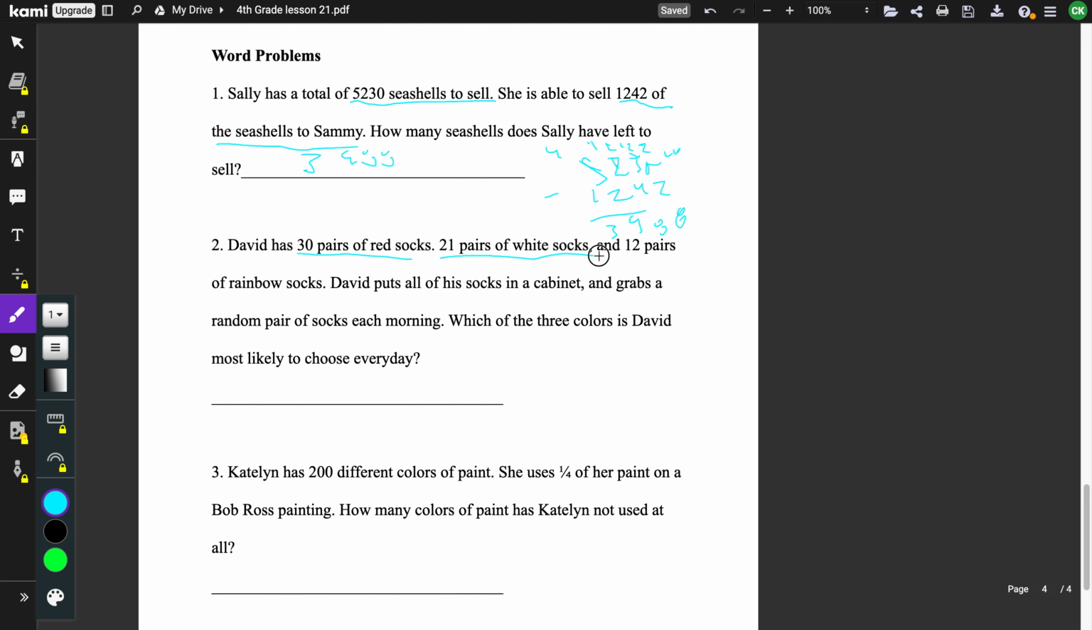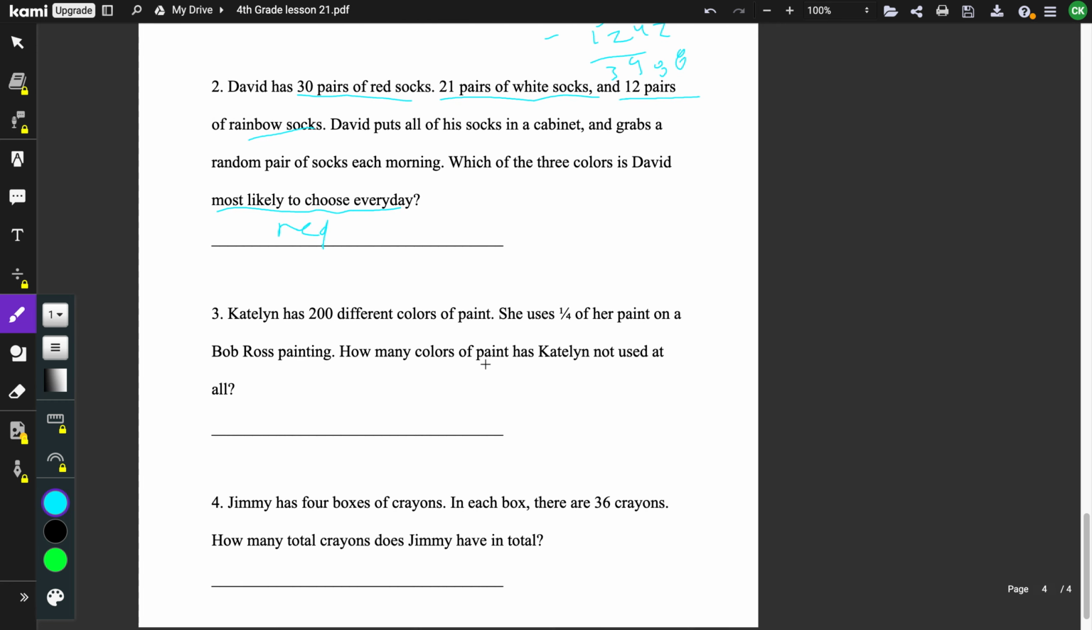Number 2, David has 30 red pair socks. 21 pairs are white and then 12 pairs are rainbow. David put all of his socks in a cabinet and grabs a rainbow pair in each morning. Which of the 3 colors is David most likely going to choose? So basically, when you're going to do these, you got to think about the color that has the greatest number when it says which is most likely to be chosen. And that would actually be red, because the red sock has the most compared to all of them: red has 30 pairs, white only has 21, and rainbow has only 12.